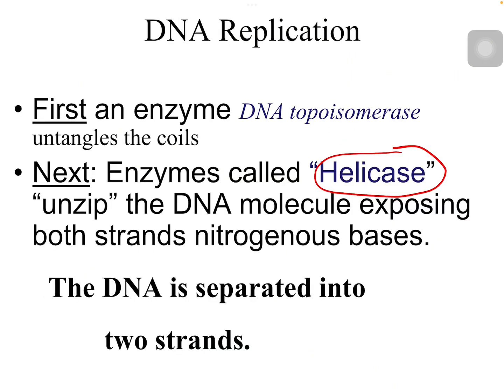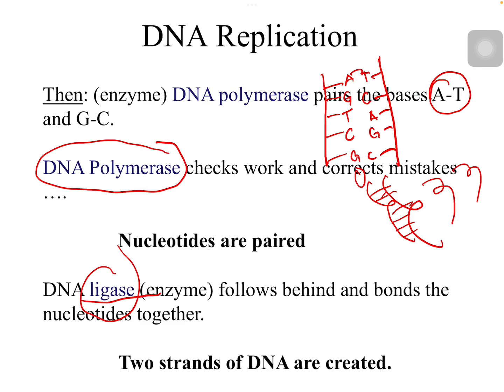So, let's repeat. At the first stage, we have DNA polymerase to untangle the coil. The next stage, we have helicase, an enzyme to unzip or separate this double-stranded helix. When it has been separated, it will replicate itself based on base pairs. If it is an adenine, it will be paired with thymine. If it is guanine, it will be paired with cytosine.